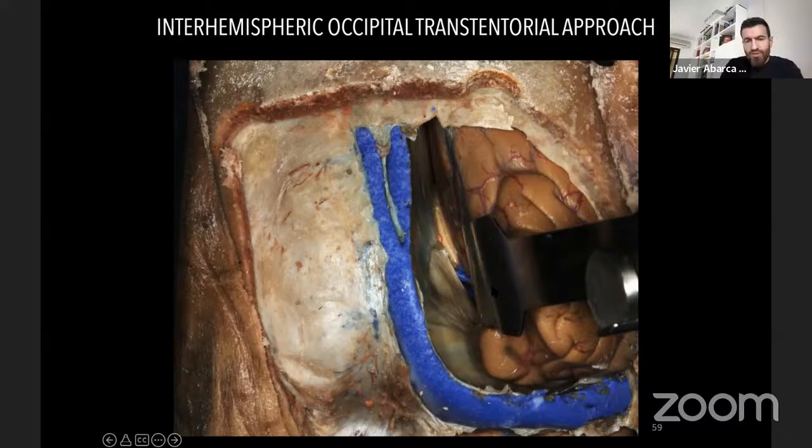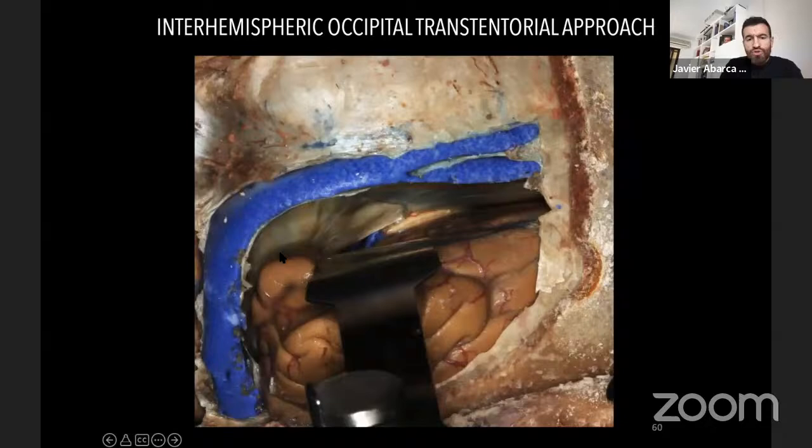And another piece of advice is to use the lateral position, as in many interhemispheric approaches, because this lateral position will allow us to retract better the occipital lobe that is located inferior in our approach. Another benefit is that our corridor will be horizontal, in the same plane as the horizontal movements of our hands. If we use the neutral position, the movements of our hands to use the vertical corridor will be in this way, and probably is less comfortable for us.